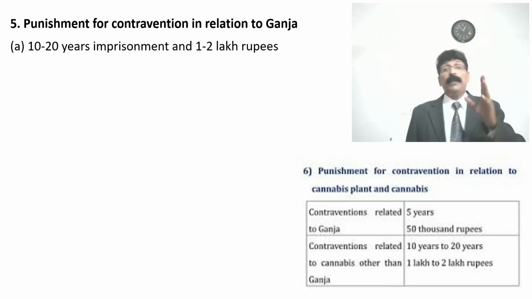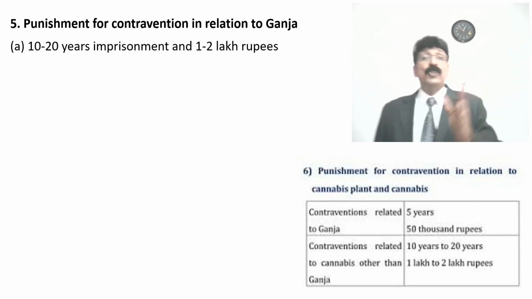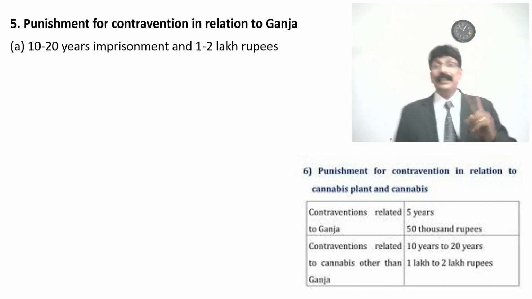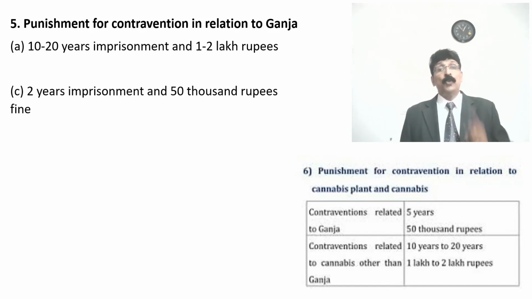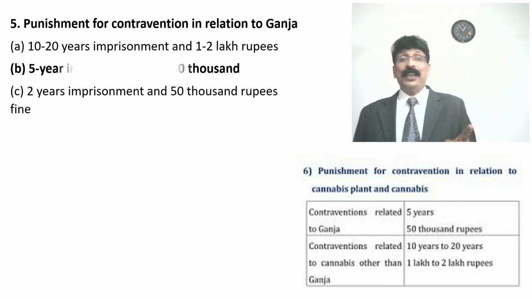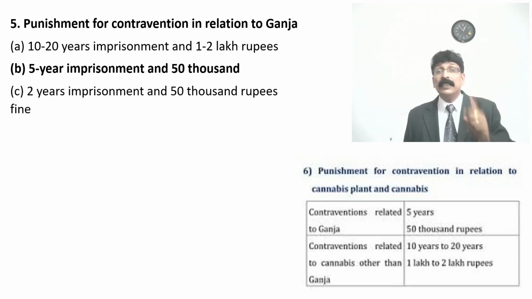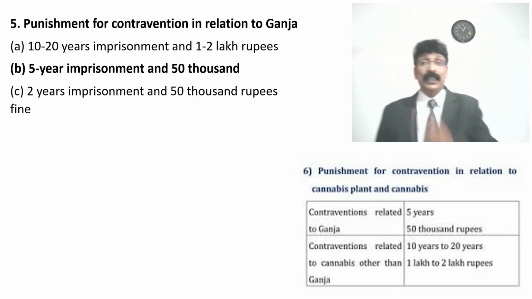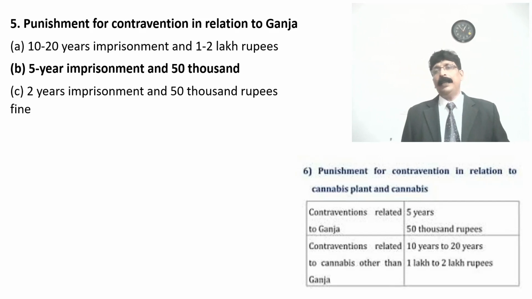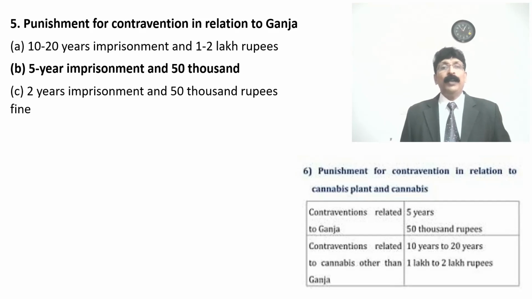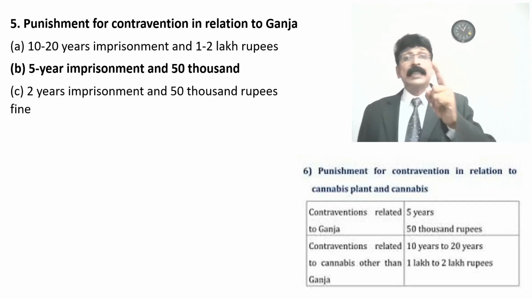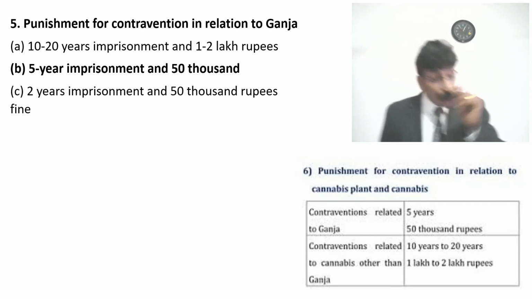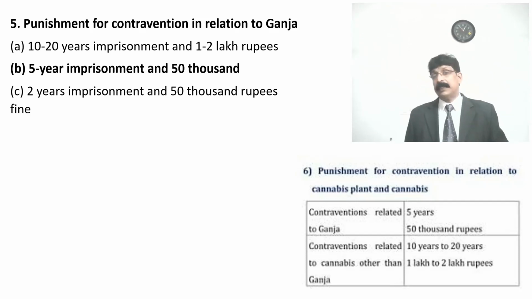So they have given the choice 10 to 20 years imprisonment, 1 to 2 lakhs rupees. But it is not for ganja alone. 2 years imprisonment and 50,000 rupees fine is also wrong. But 5 years imprisonment and 50,000 is according to our law. We can say that is the correct one. That's why it is shown in the table. So none of the above is also not the answer. So the student will know what the answer is for punishment of contravention related only to ganja: 5 years imprisonment and 50,000 rupees fine.